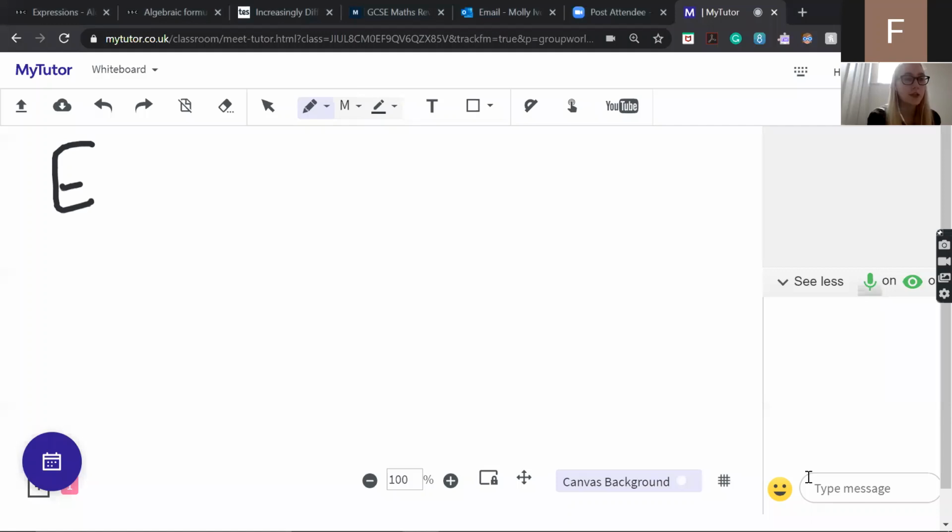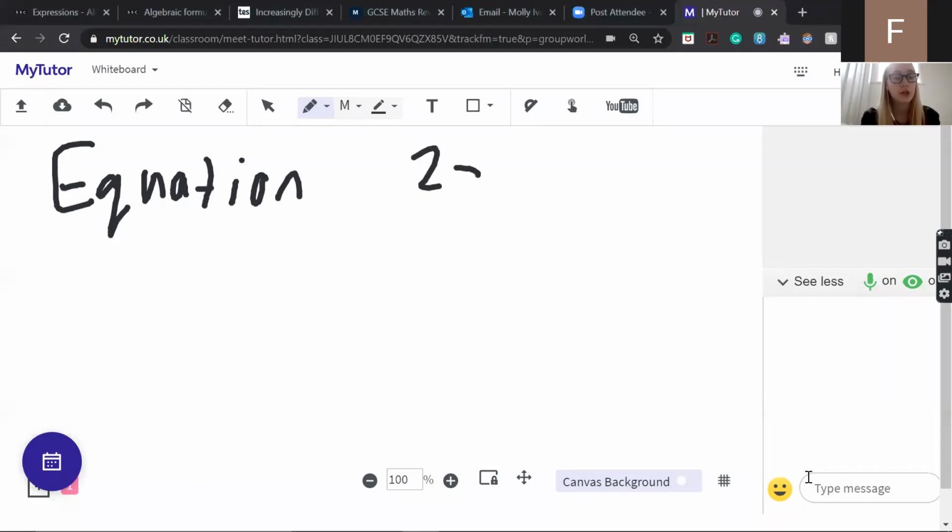So an equation is something that can be solved, something with just one unknown variable. For example, 2x plus 3 equals 7. That's something that we can solve. We can find out from that x equals 2. That makes it an equation, something equated to something.